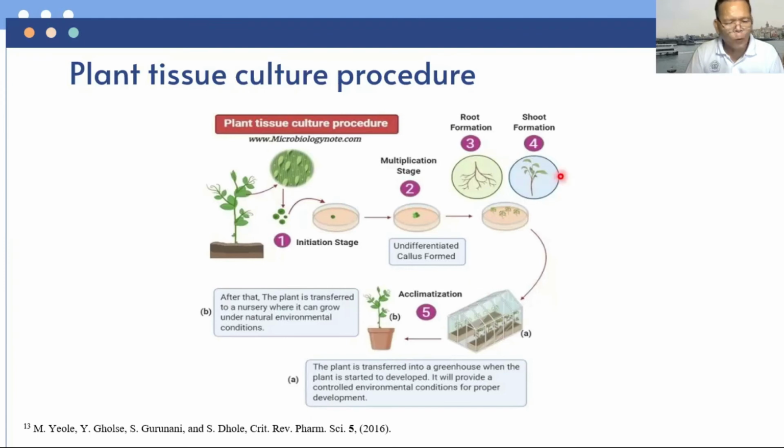The last step is acclimatization. The plant is transferred into a greenhouse when the plant starts to develop. It will provide controlled environmental conditions for proper development. After that, the plant is sent to a nursery where it grows under natural environmental conditions.